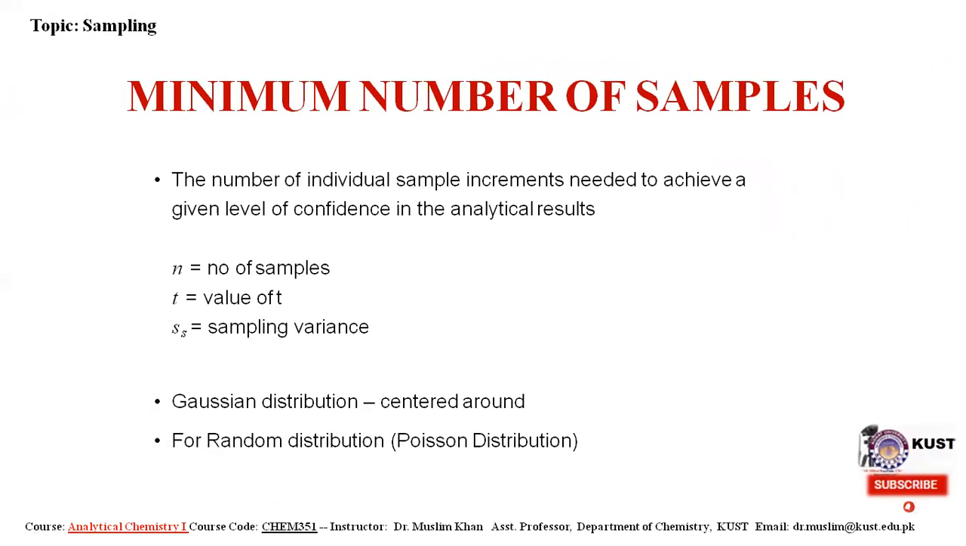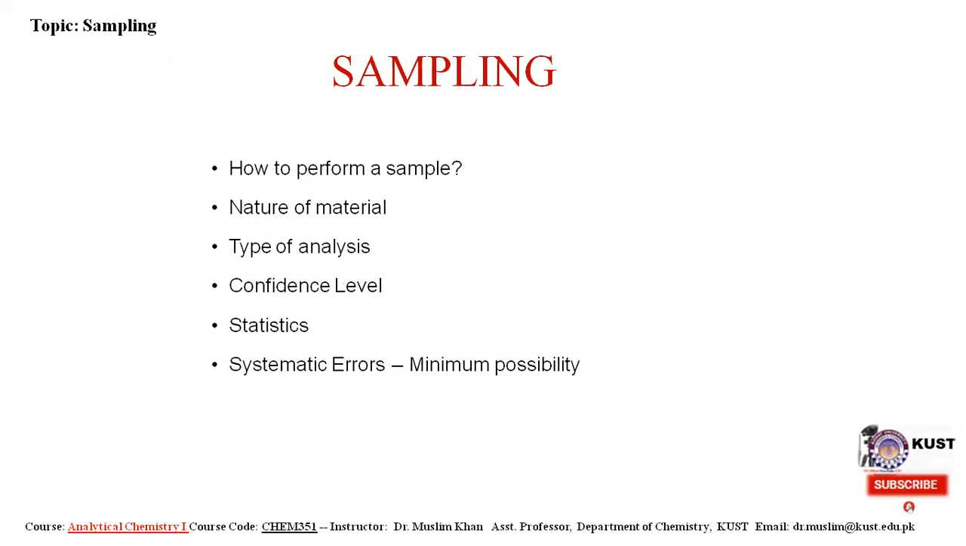Minimum number of samples: the number of individual sample increments needed to achieve a given level of confidence in the results. Here n is the number of samples, and s is the sampling variance. According to the Gaussian distribution centered around the mean, where it gives a maximum, that is the number of samples to be analyzed. And how to perform sampling.